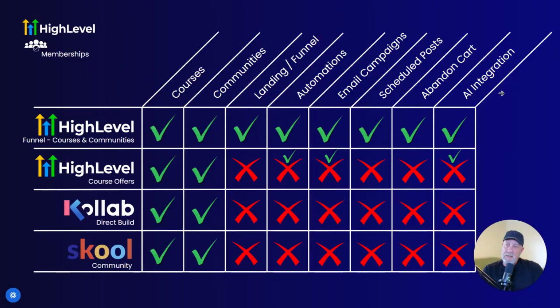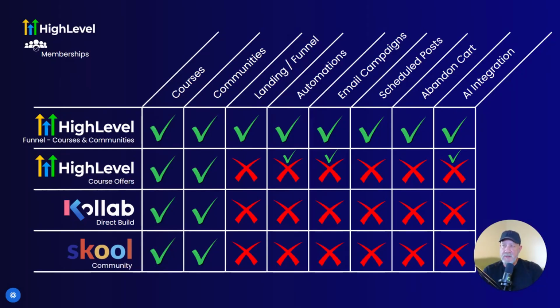Okay, we're going to end this lesson out with a little comparison chart. We've talked about 4 ways you can create courses and communities. Coming in through the HighLevel funnel system, coming in through the HighLevel course offers, we've got coming in through Collab, and we've got coming in through School. They all have courses. They all have communities. Only one of the options has a landing or funnel page.